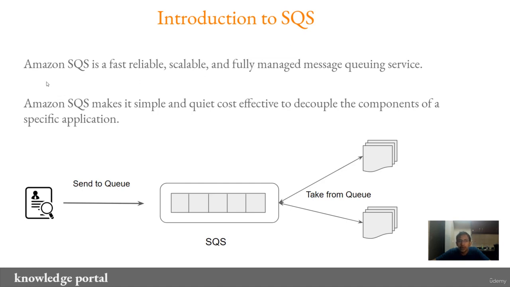So at a high level overview, Amazon SQS is a fast, reliable, scalable and fully managed message queuing service, and it basically makes it simple and cost effective to decouple the components of a specific application.